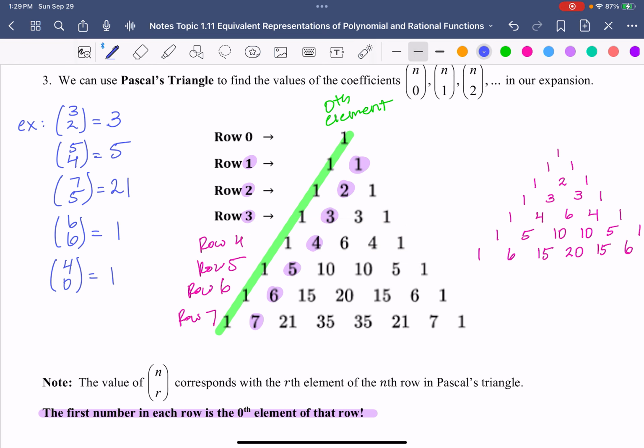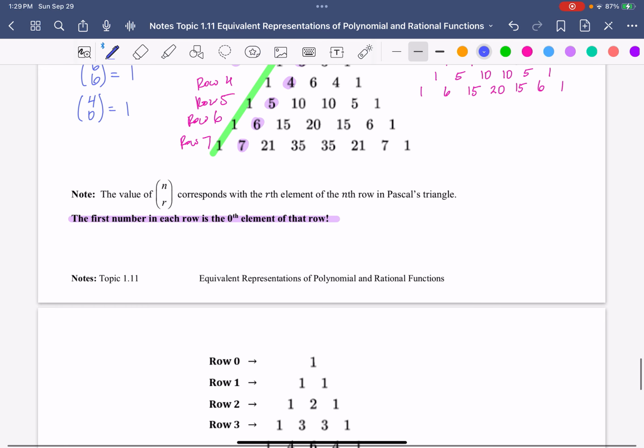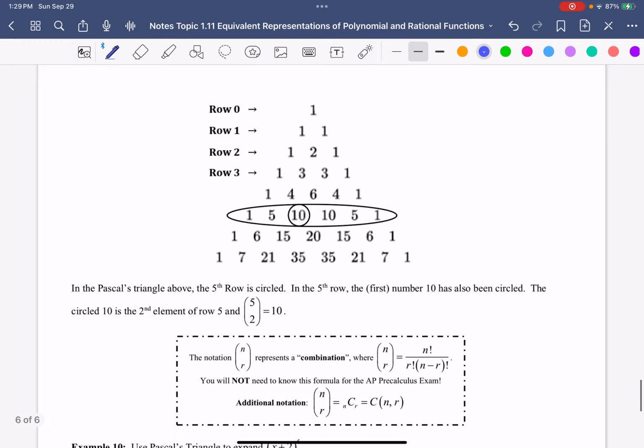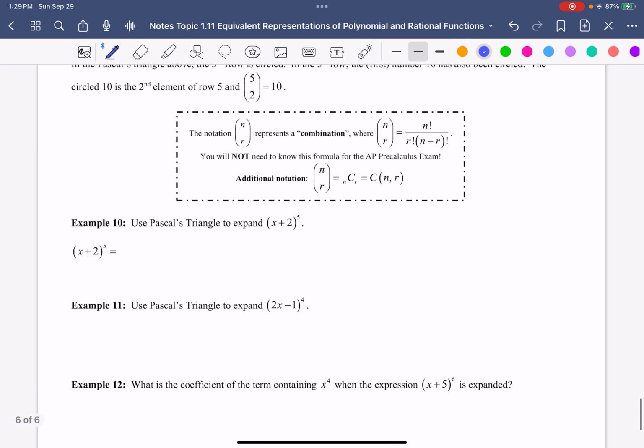Okay, so don't forget, even though it's typed here, I want you to write it again, because sometimes when things are typed, you overlook them when you're looking back at your notes. So start counting at 0 every time. Okay, let's try some examples.